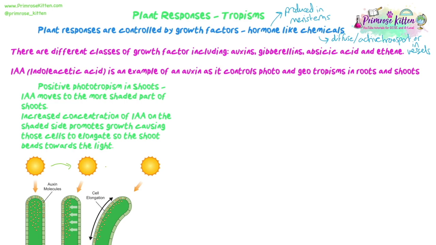So the sun is initially pointing straight down. So none of the tip is shaded any differently to any of the rest of it. And then as the sun moves across the sky during the day, we get a shaded side and a sunny side of the shoot tip. What happens is the IAA gets moved to the shaded side, and that promotes the growth of cells on that side of the shoot, the elongation of those cells. And so that causes the shoot to bend towards the light because the same elongation is not happening on the sunny side of the shoot. So we get that bending of the shoot tip towards the direction the light is in.